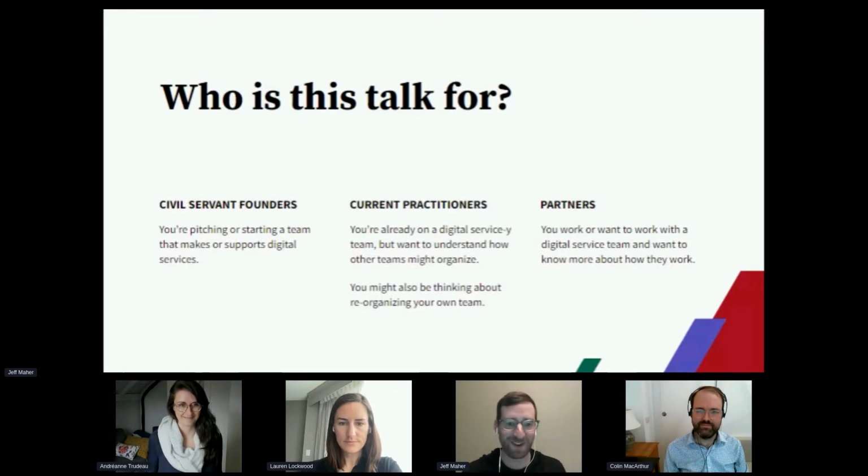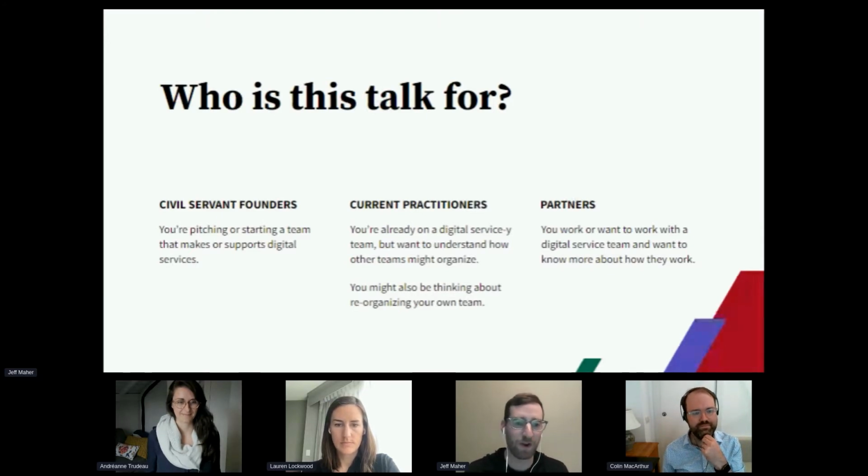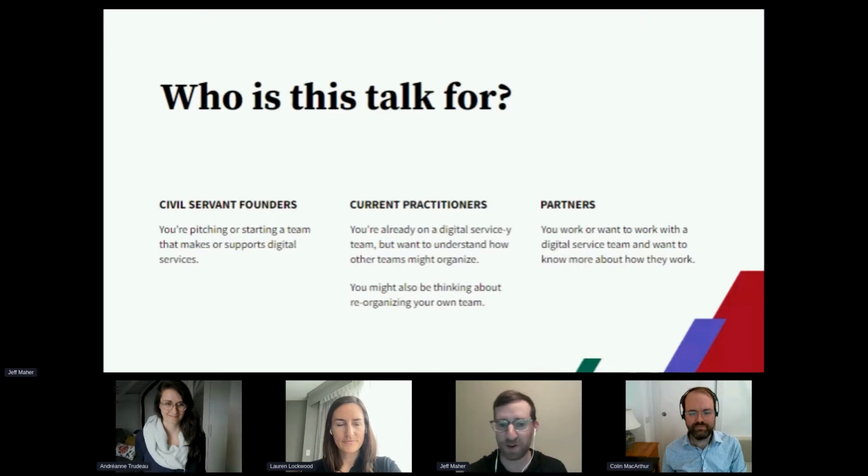So chances are, if you're at this conference and you're governors like us, there's something for you here. But these are the three audiences we prioritized. The first are civil servant founders who are determining how they might start or form a team around digital service competencies. The second group are folks that are already in the government digital service sphere and want to know how others are shaping their organizations, or how you might restructure yours if something doesn't seem quite right or you want to shake things up a little bit. And the last group are individuals that are partnering with digital service groups and want to get a better look at the machinery of their partners.